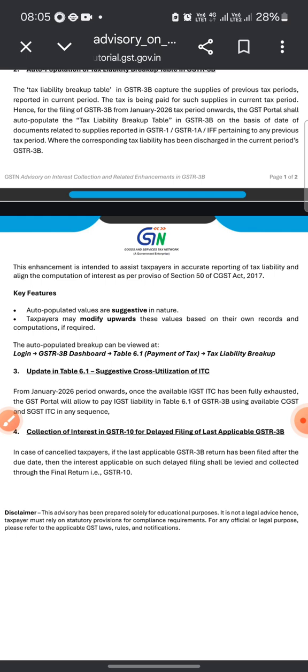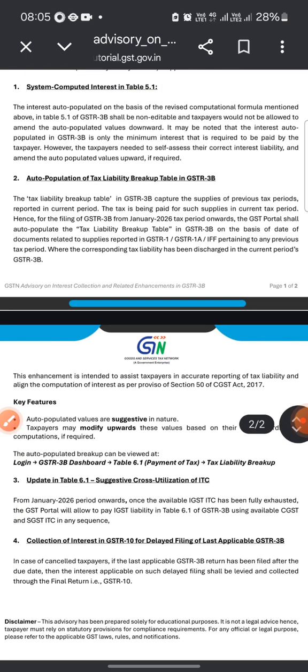So this is all about the interest calculation on late filing of GSTR 3B for particular tax periods from Jan 26 onwards. If you follow this, then you would not fall into any complication in future. So please pay attention to this advisory of the department for future calculations and resolution of cases if they are already pending.